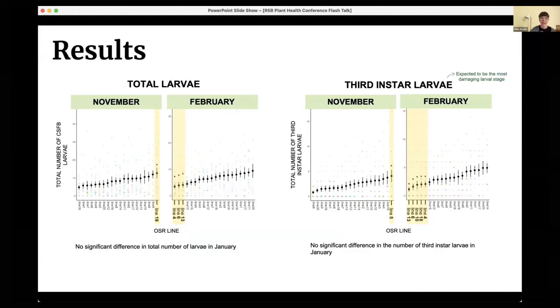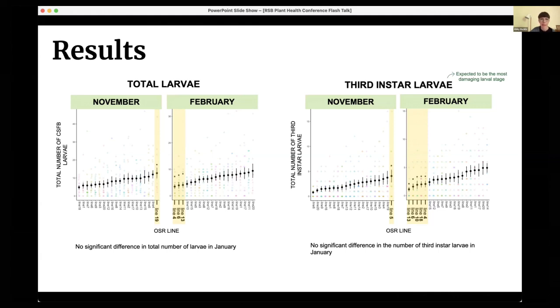So then from this, I was able to compare the number of cabbage stem flea beetle larvae in each line at key points in the growing season. So I focused on data from November, January and February, as these are the points when the plants are expected to be most vulnerable to that larval damage. And here you can see, I looked at the number of total larvae and also the number of third instar larvae. And I wanted to drill down specifically to look at third instar larvae, as they are the largest and expected to be the most voracious feeders and the most damaging.